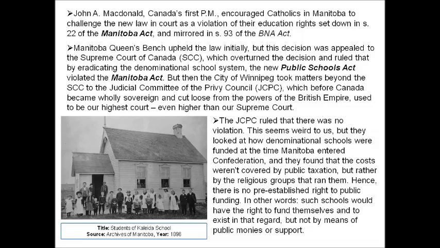But rather by the religious groups that ran them. In other words, yeah, they had denominational schools, but the denominational schools that existed weren't from public taxation. They weren't supported by public monies. So it was all done by the different religious groups. Hence, there's no pre-established right to public funding. In other words, such schools would have the right to fund themselves and exist in that regard, but not by means of public monies or support. See, so it's kind of a slippery argument, but you can see why the JCPC ruled the way they did.